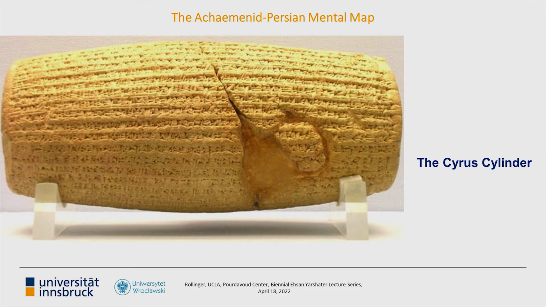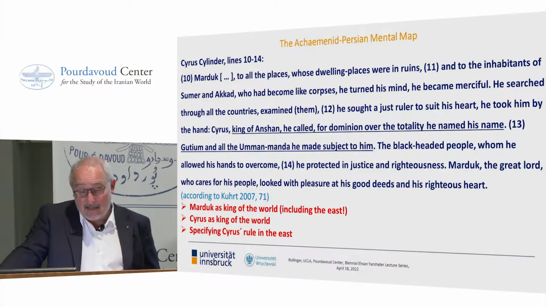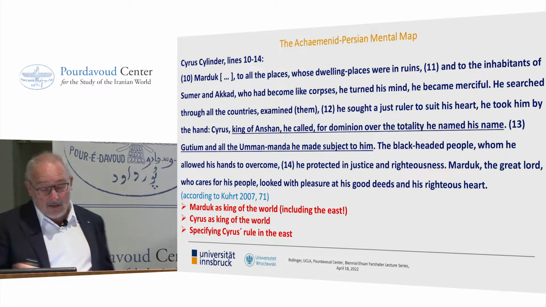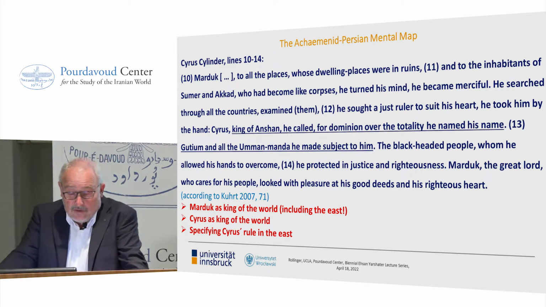And I will just pick up some central passages of this most important document to exhibit the mental structure and how imperial world rule has been conceptualized in this very important source. So let us start with some lines, line 10 and 14. I'm always referring to the translation which you will find by Amélie Court.